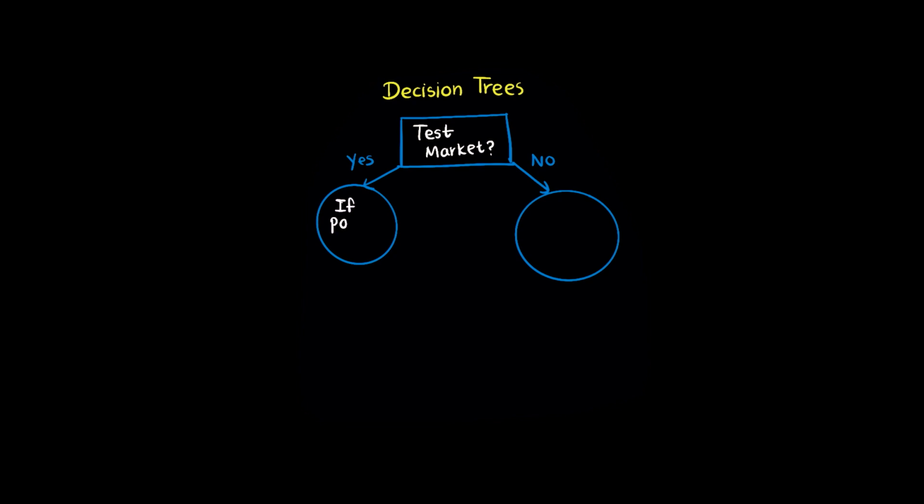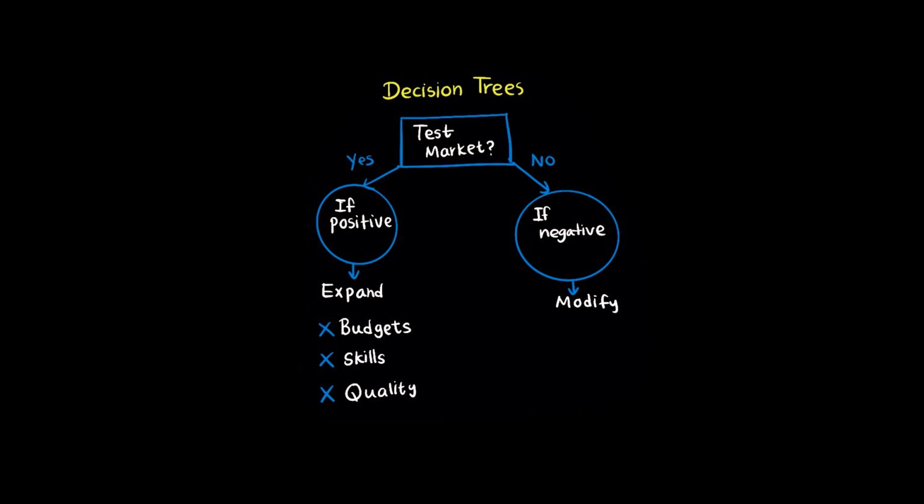Each decision point branches into multiple paths based on conditions and outcomes. The tree maps these conditional action paths. If this, then that. It's not about budget amounts, employee skills, or quality standards. Decision trees specifically diagram the logical flow of decisions and their consequences, showing how choices lead to outcomes.